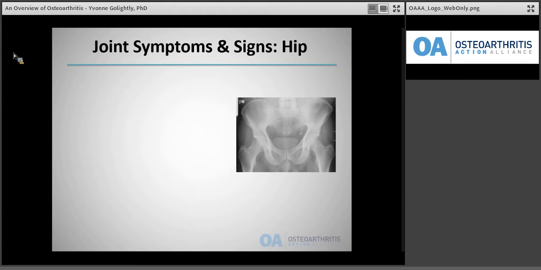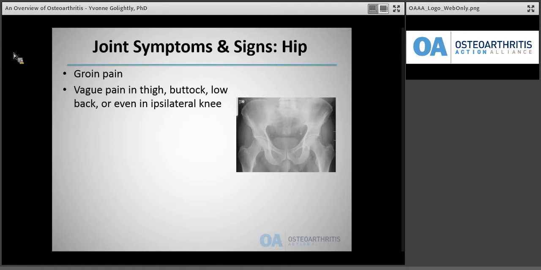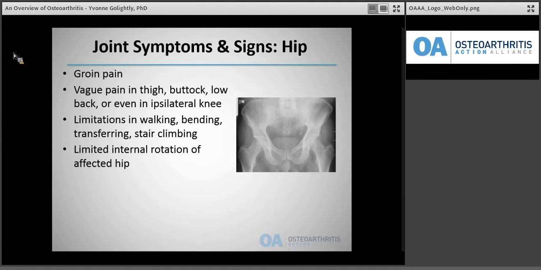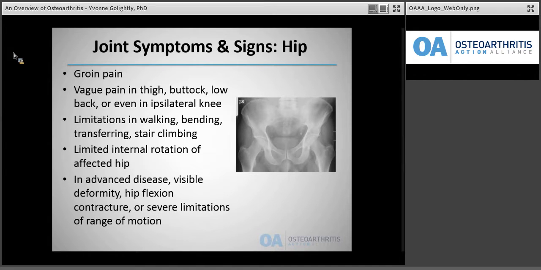And then for the hip, we see groin pain. We see pain in the thigh, the buttock, the low back, or even in the knee on the same side as the affected hip. There can be limitations in daily activities. There can be limited internal rotation, so the ability of the person to turn their hip inwards. And in very advanced disease, we can see much more deformity. They may develop what's called a contracture, so basically, they have a tightening of the muscle that limits their motion.